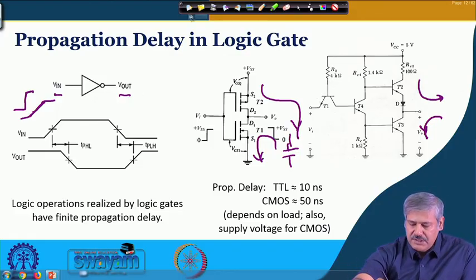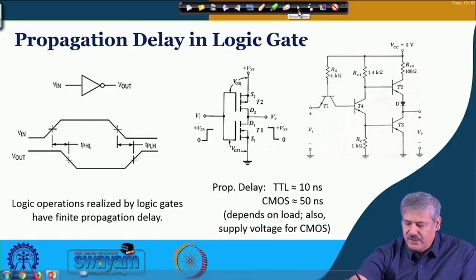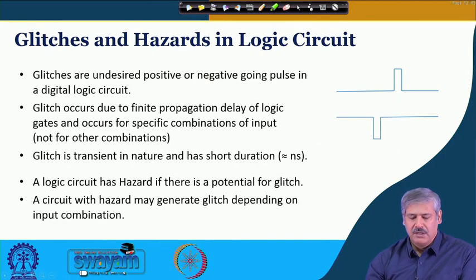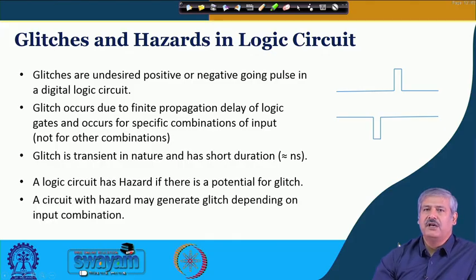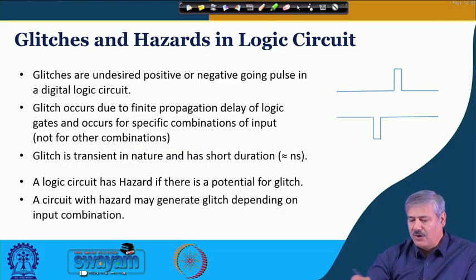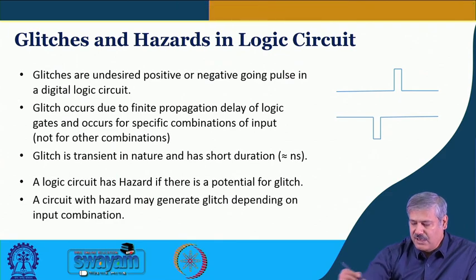Now what is its effect? Because of this, what happens? Because of this, we will find that in the circuit there may be glitches, and we will see how it occurs, but before that let us define what a glitch is. Glitches are undesired positive or negative going pulses.